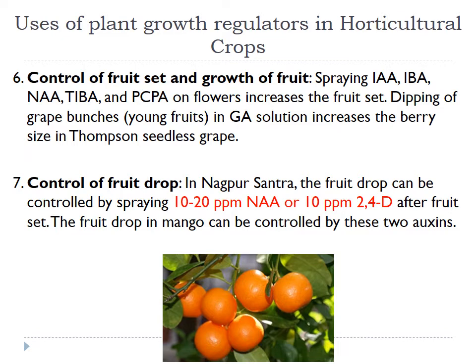You can also use the plant growth regulators to control the fruit drop. Example, in Nagpur Santra, if you spray 10 to 20 ppm of naphthalene acetic acid or 10 ppm of 2,4-D immediately after the fruit set, it can reduce the fruit drop. Also, you can use auxins in mangoes.